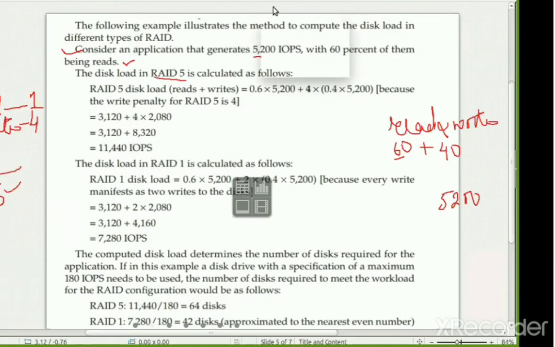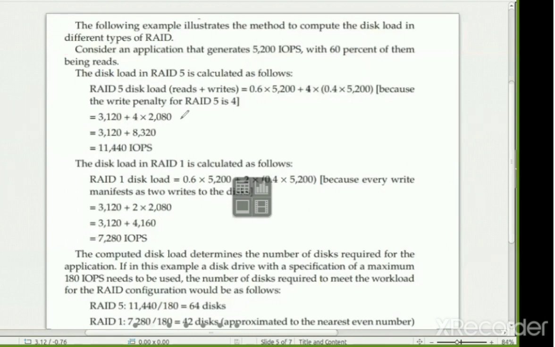Now moving on to the problem. He wants us to calculate on RAID 5. Out of 5200, 60% is decided for reads, so 40% is remaining for writes. As it is RAID 5, the write penalty is 4, so you need to multiply that by 4.